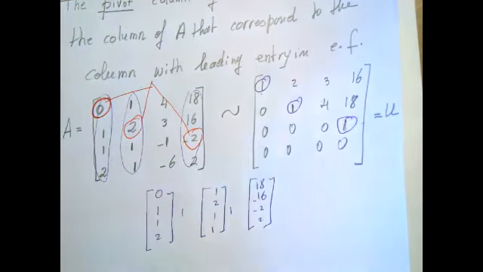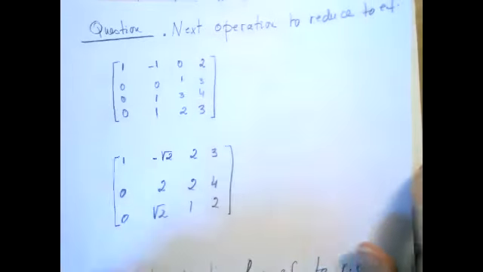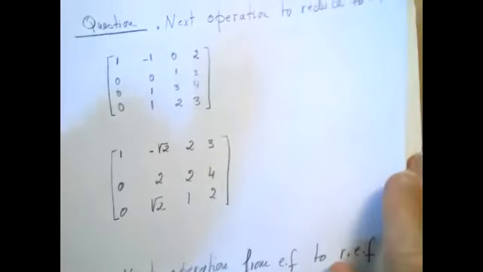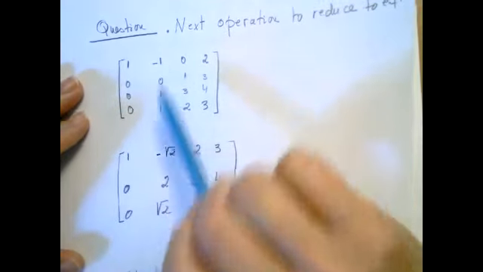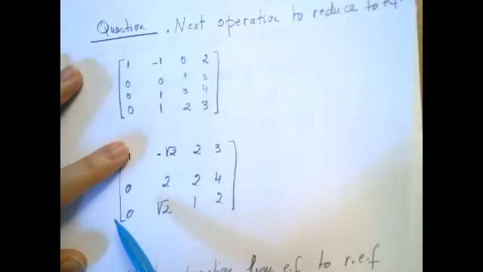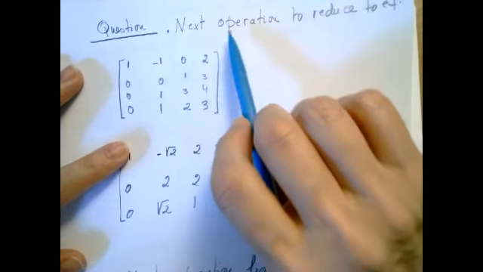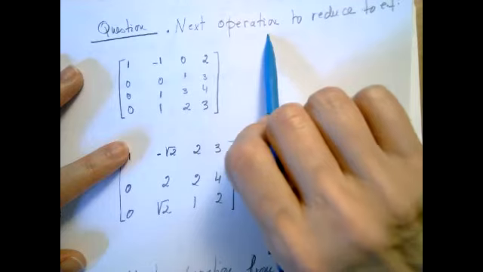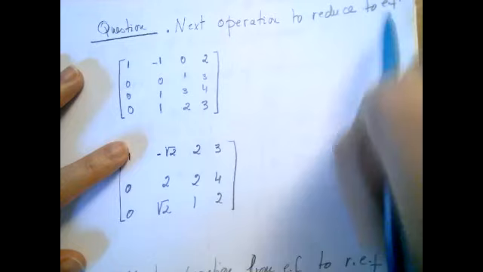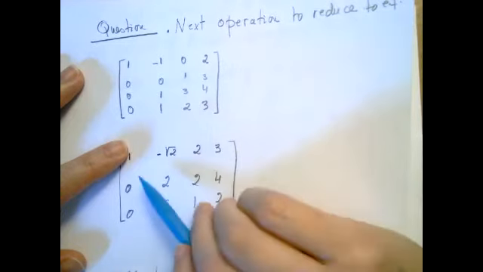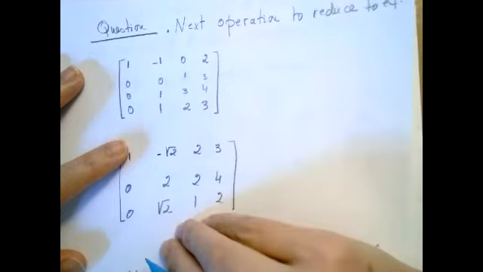Before I move on, I will ask you simple questions just to make sure we're following the algorithm a little bit. My question is the following. Suppose this is a matrix. What is the next operation you will do, based on what we learned today, to reduce it to echelon form? Suppose you have this matrix and you are going to reduce it to echelon form. What would be your next operation?